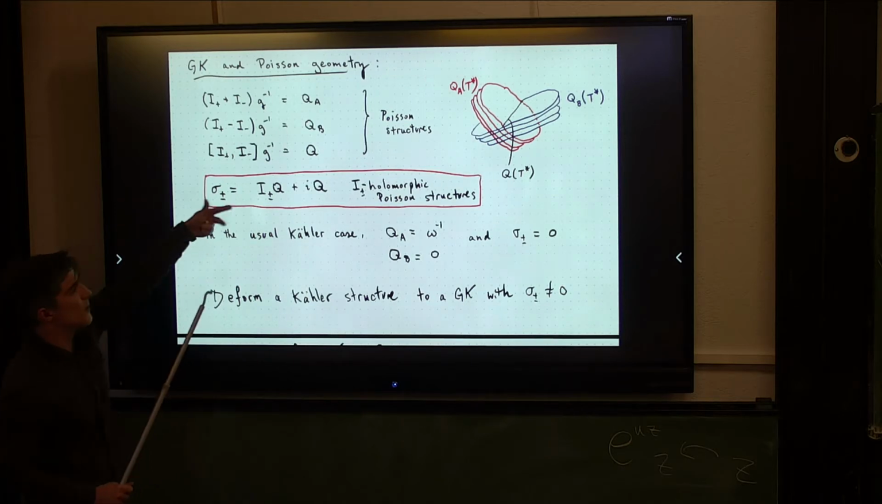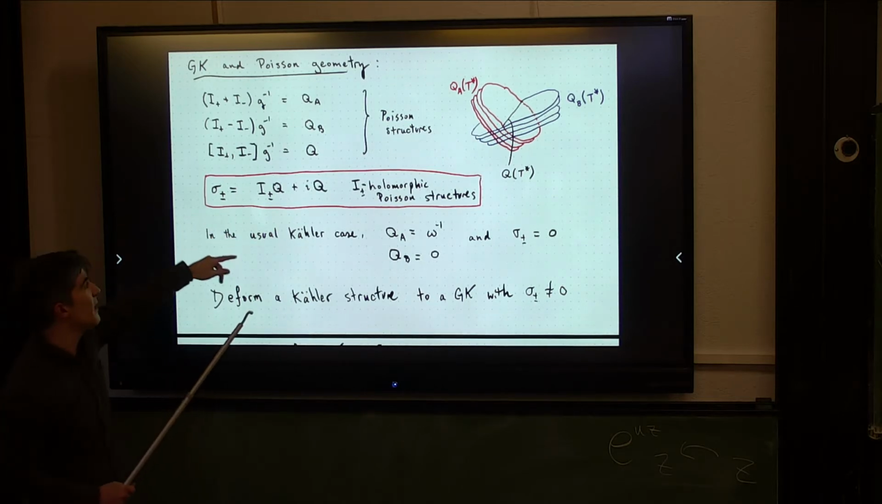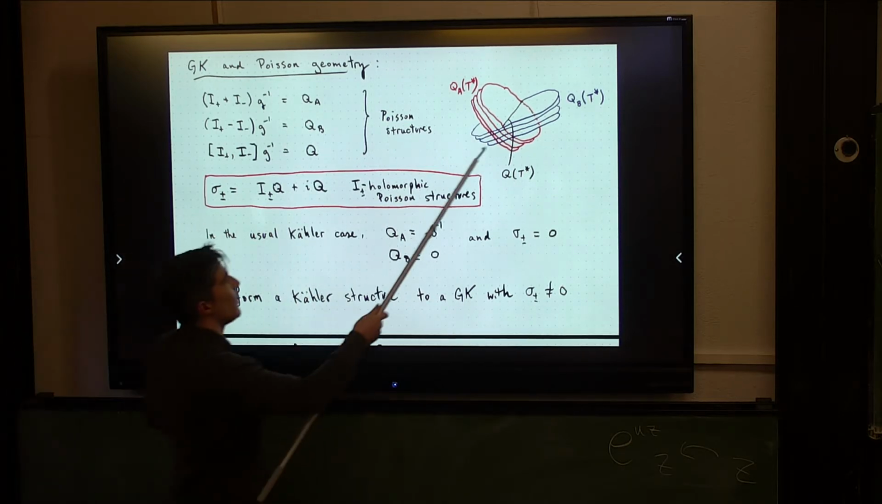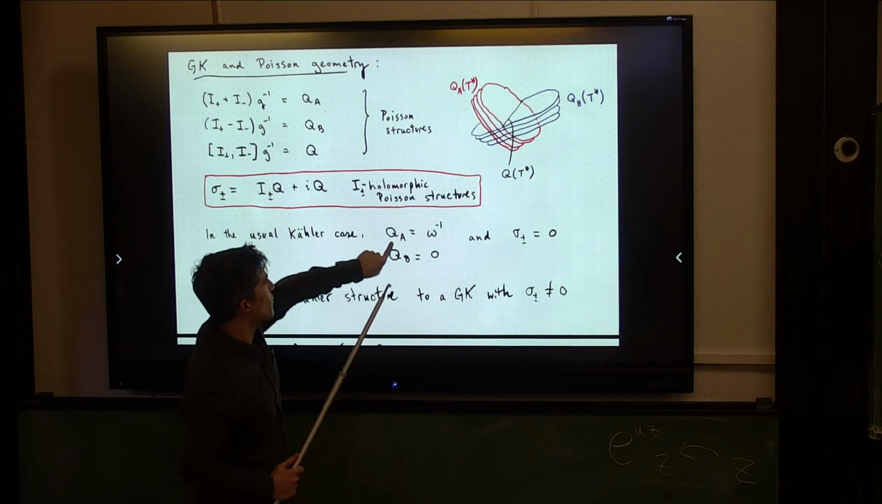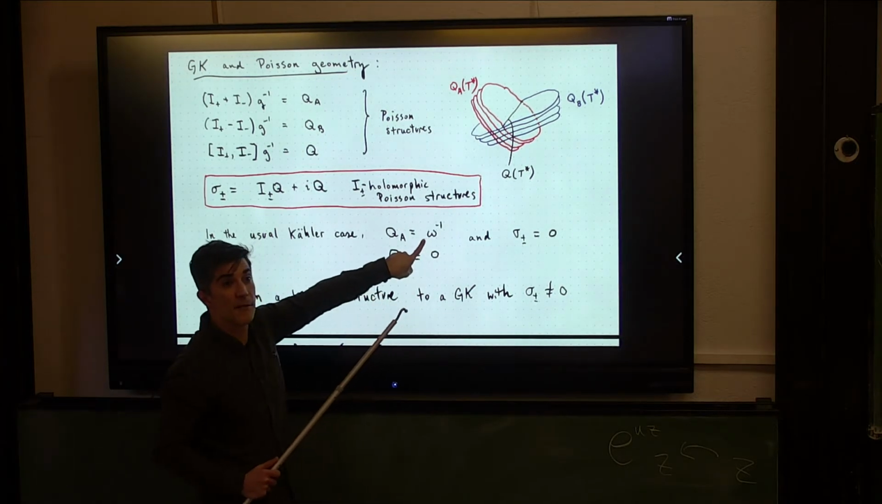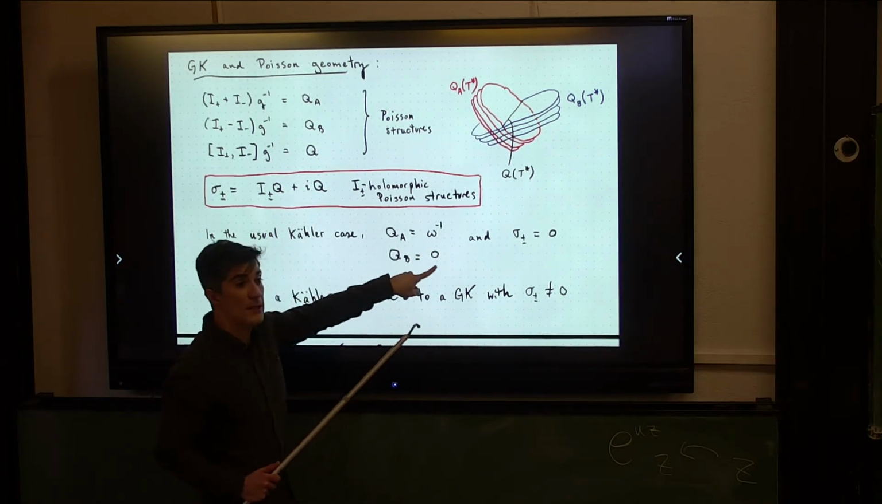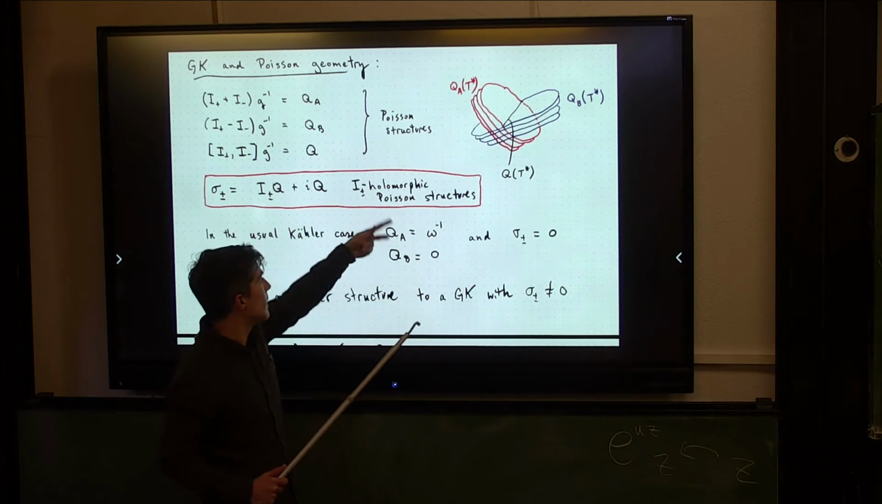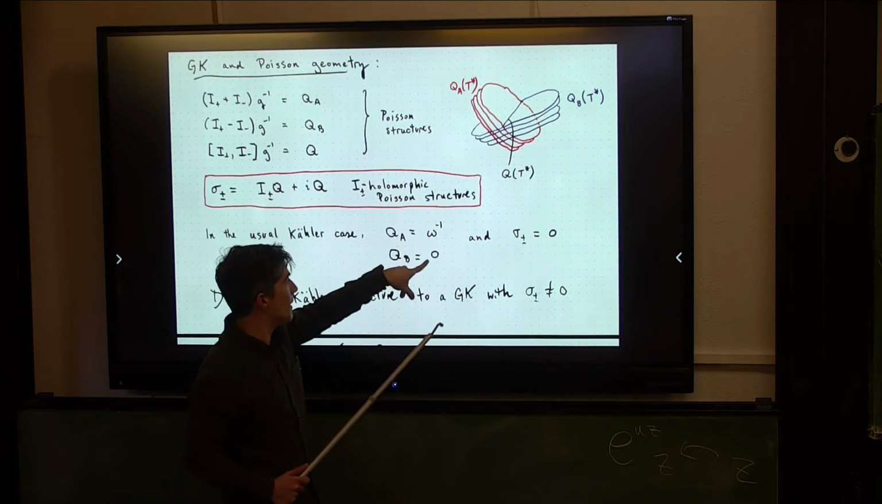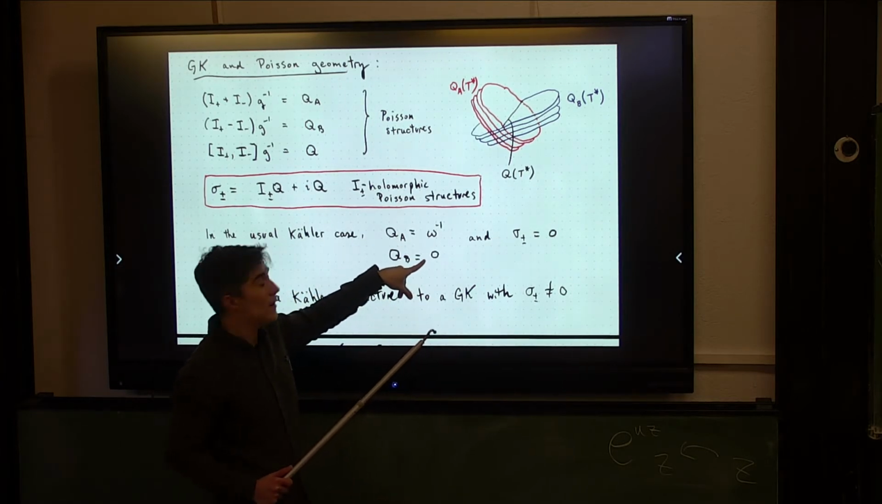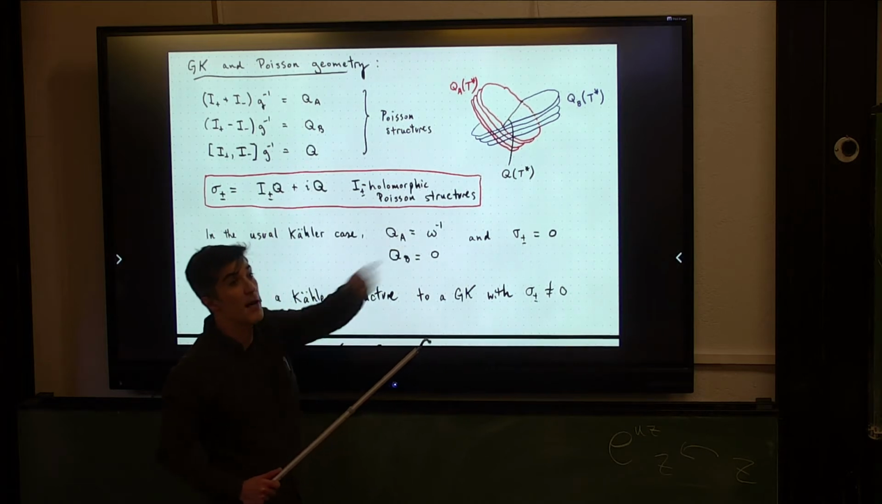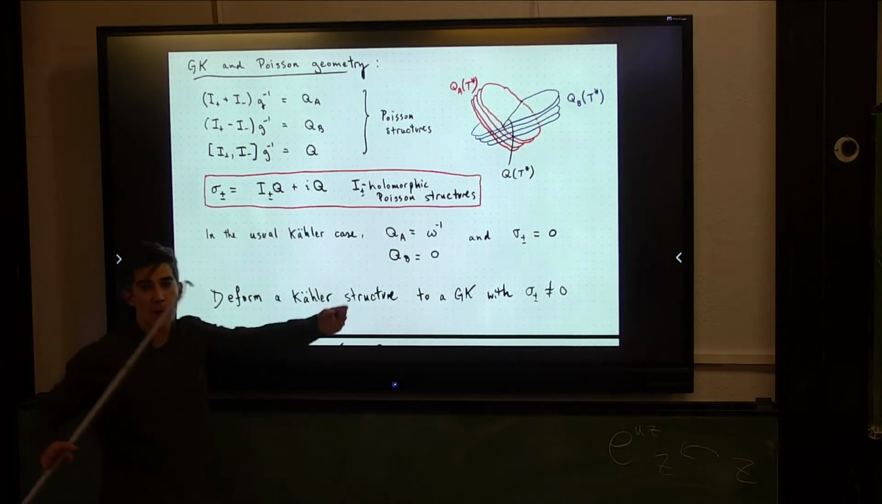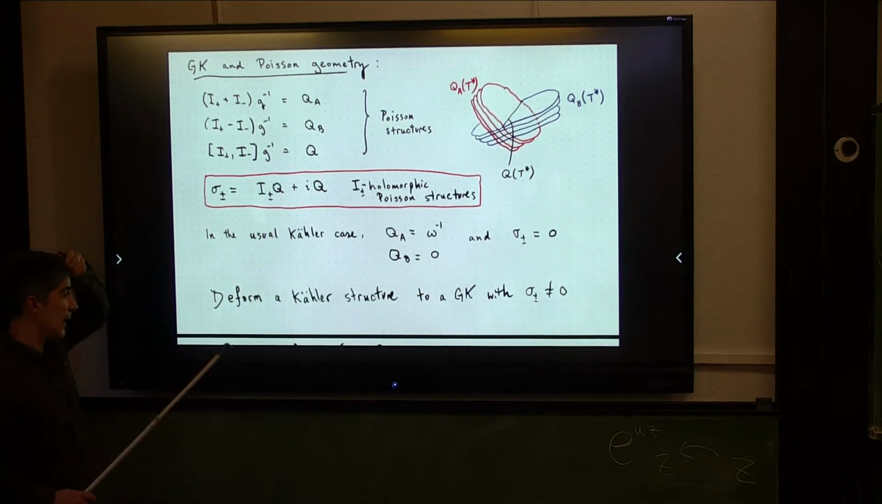Okay, and how does this specialize to the usual Kähler geometry? Well, the way that it specializes is that one of these Poisson structures is just the inverse of the symplectic form, and the other one is zero. So that means that for one of them, the foliation is by points, and for the other, the foliation is by the entire manifold. So we have an extreme case, which is the Kähler case.